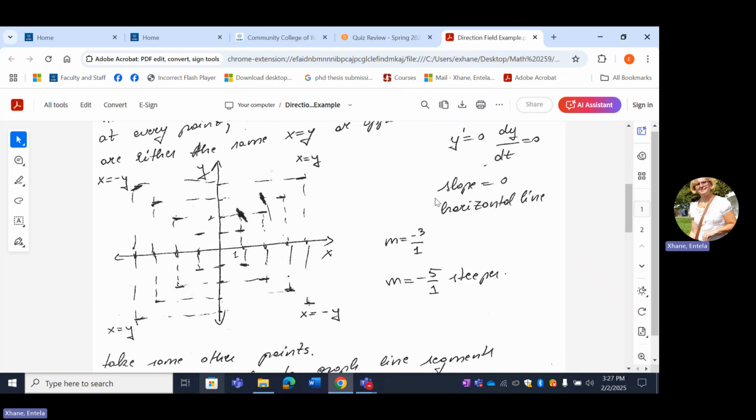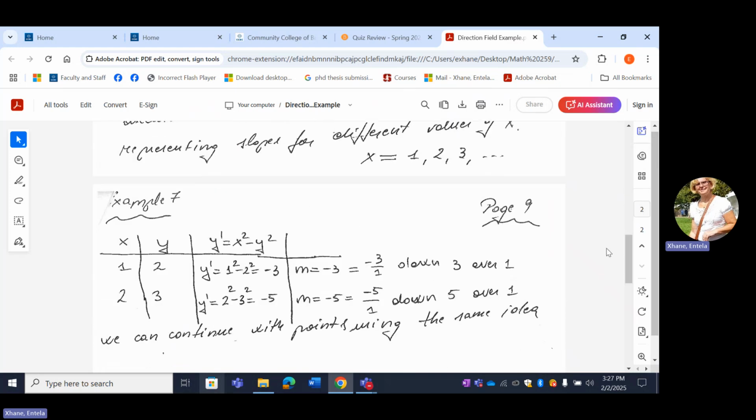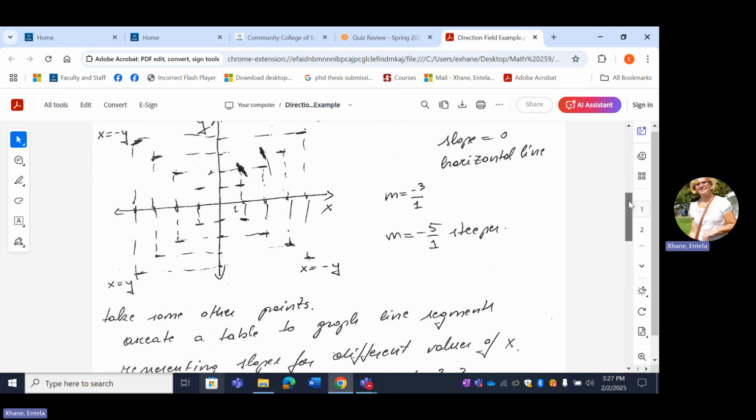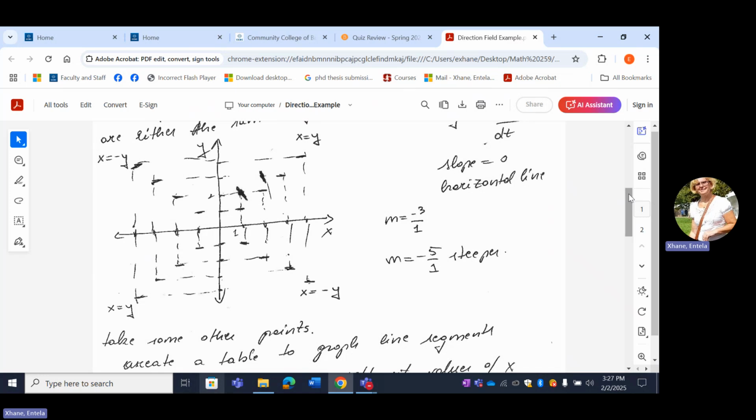And then I continue like this. So the next point in the table is (2, 3). So I get a -5. So -5 over 1 means 5 units down, 1 over. So this is x2 and then y3. At this point, I go 1, 2, 3, 4, 5, and then 1 over. And if you notice, the direction of this line is pretty much what I'm connecting there. I only draw a line segment of 1 unit on top of the point (2, 3).